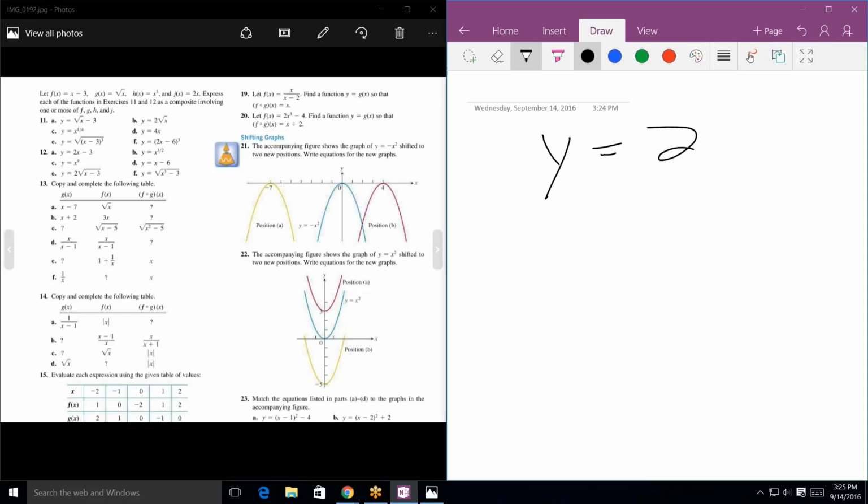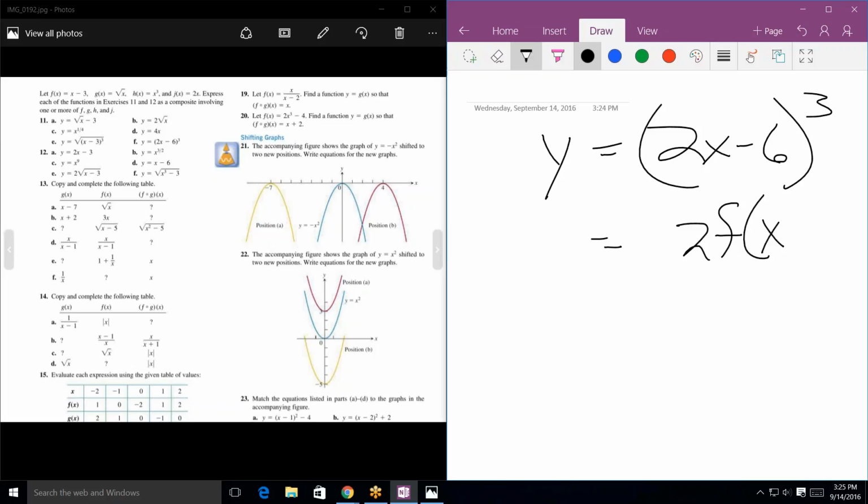Okay? Now, if we take this one, number f, well, what is 2x minus 6? Of these four functions, if you had to define 2x minus 6 in terms of these four functions, which one would it be? 2f of x. In other words, that's what that part is. And then I'm going to cube the whole thing.